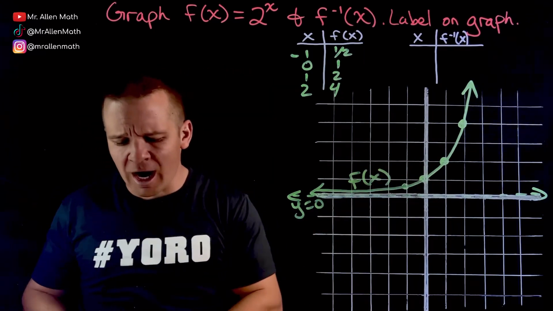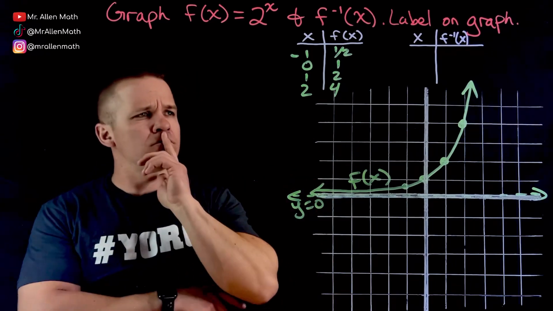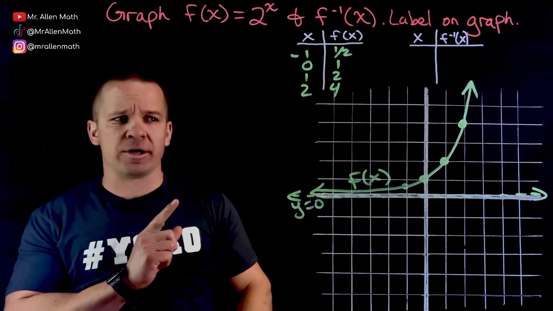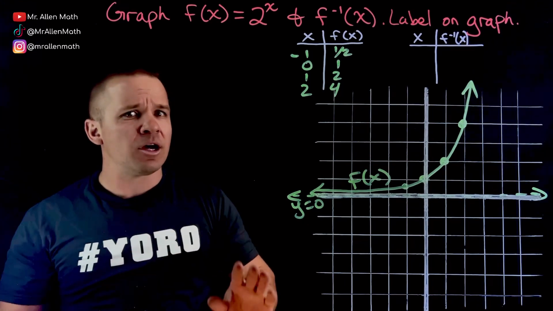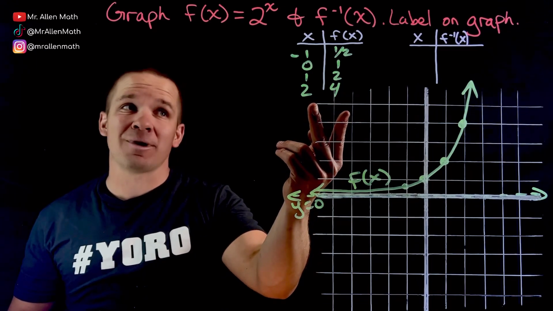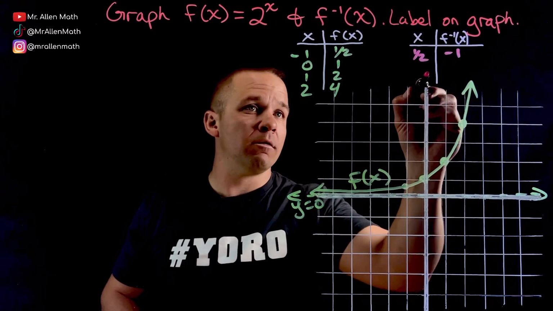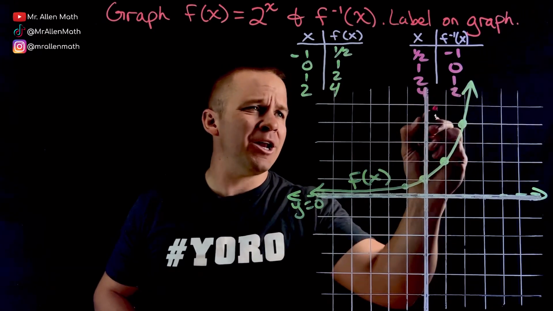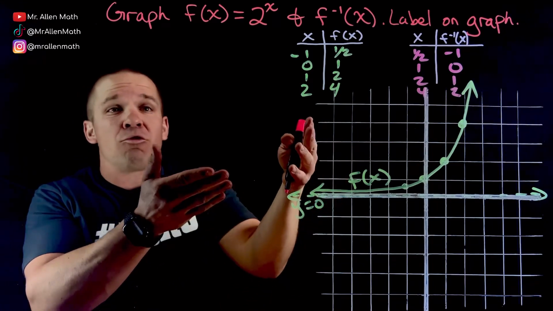Excellent. All right, let's switch colors for the other one. Now we're going to find our inverse. How do we find the inverse? Let's pump the brakes. Let's get some thoughts here. Do we even need to find our inverse? Because I know for my inverse, I just switch my x and y's, right? So here I could just do this: 1/2, -1; 1, 0; 2, 1; and 4, 2. I know at the start I said we got to find our inverse function, but I don't even need to, right? It just asked me to graph it and label it.